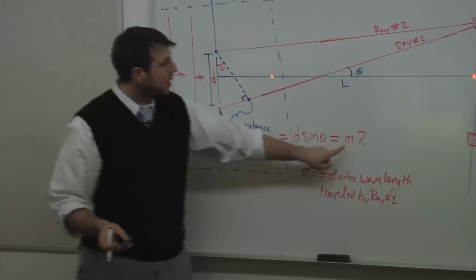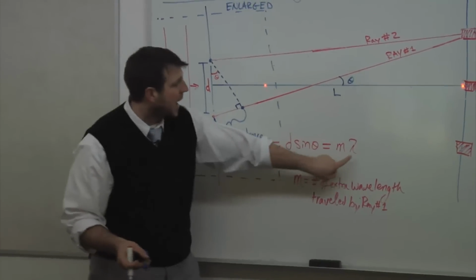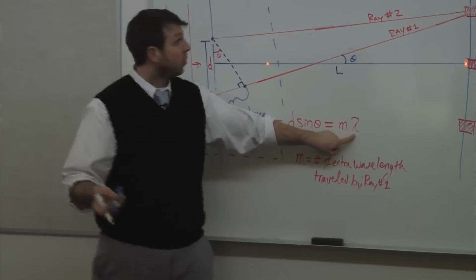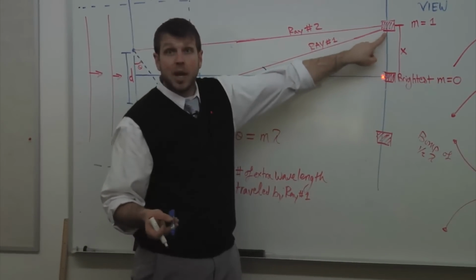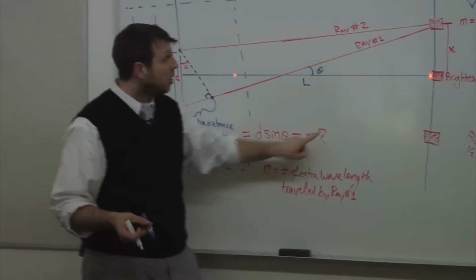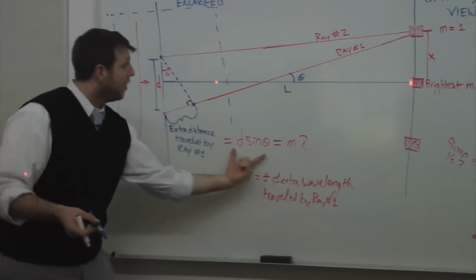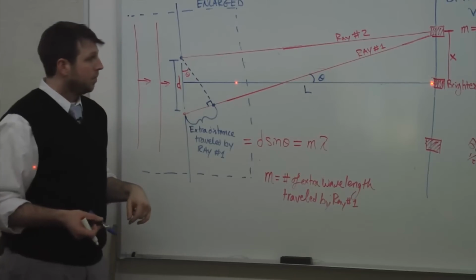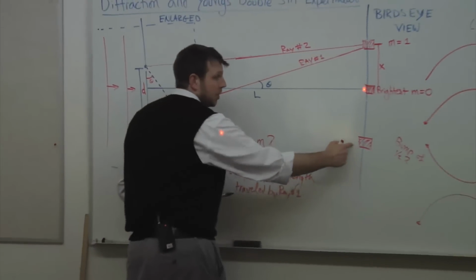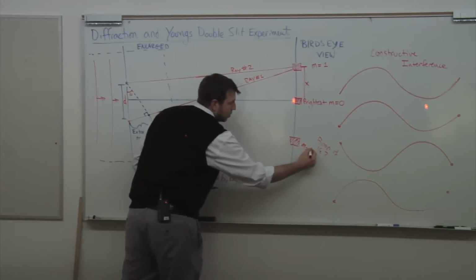So that tells me this formula can tell me whether I'm going to have an appropriate number of wavelengths. If I have m equaling 1, guess what? I'm talking about the first maxima. If I have m equaling 0, guess what? They're traveling the same distance and there is no extra distance. So this whole equation would equal 0. Recognize that that would also happen for this one. This one would also be m equals 1.